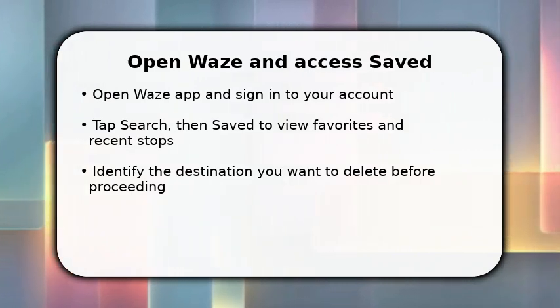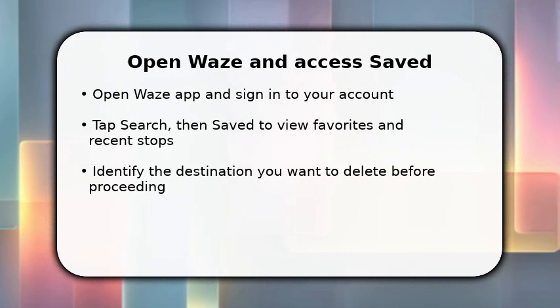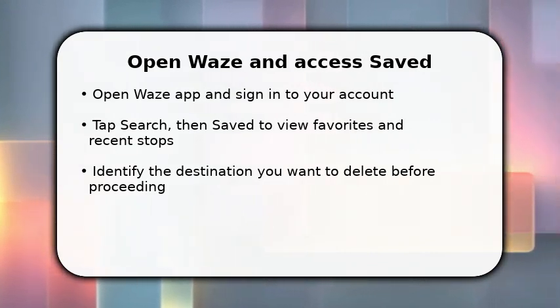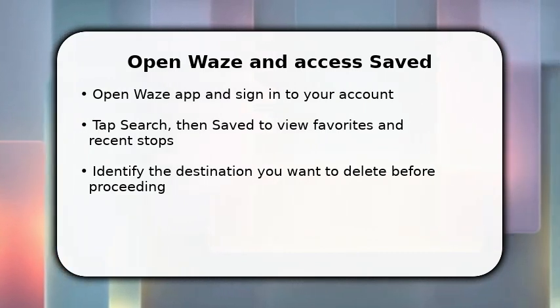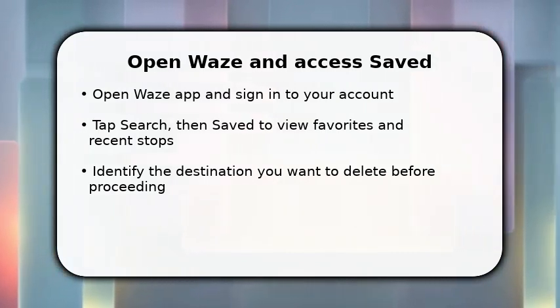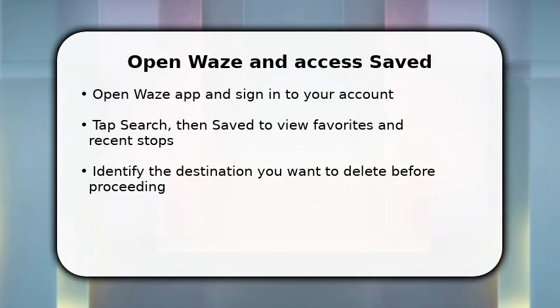You want to locate the exact entry to remove, so scan the list and tap the category that contains it. This first step narrows the scope and prevents deleting the wrong place. Be deliberate about choosing the correct saved destination.